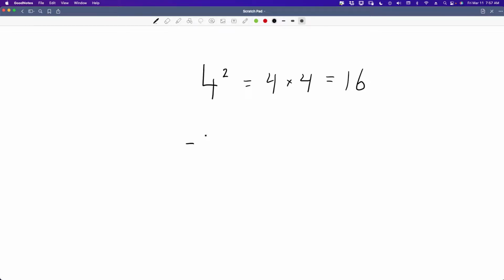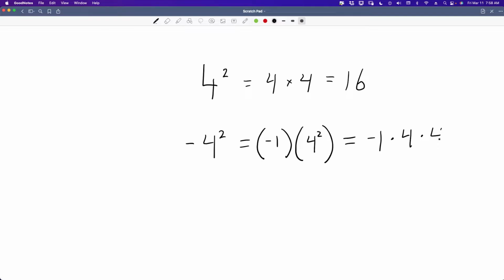When we have a negative number, however, that has an exponent, we need to remember that it is not applied to the negative symbol. When we have a problem like this, what we're actually seeing is negative 1 times 4 squared. That's what you actually have. And so what you end up with is negative 1 times 4 times 4, which equals a negative 16. So we square the number first, and then we apply the negative to it.